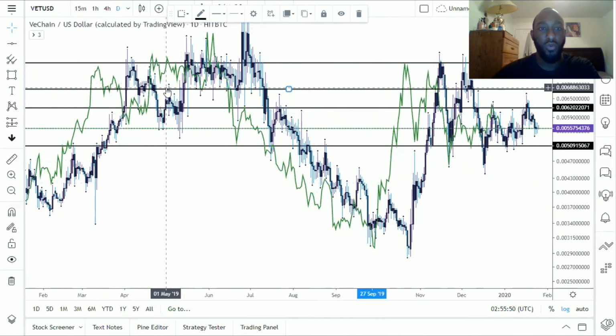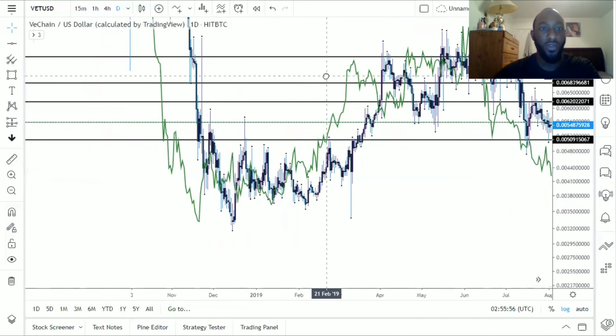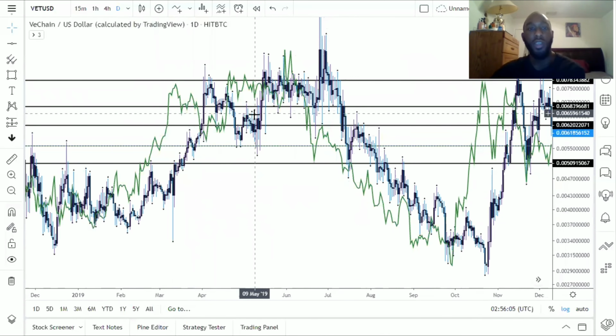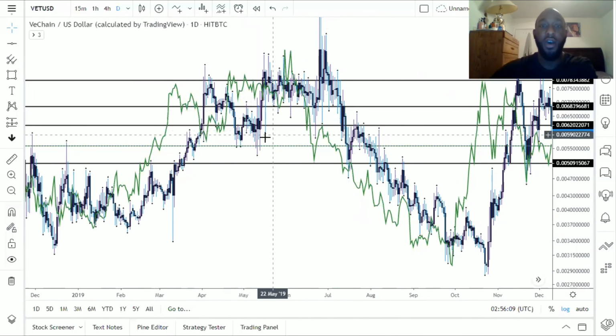This area too, right here, you see it's touched multiple times. Let's move further back. You can see right here, touched. This level, this one's probably going to be a new level of support and resistance. It did touch a few times in the past, right?